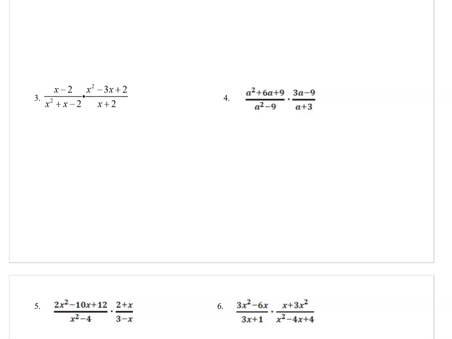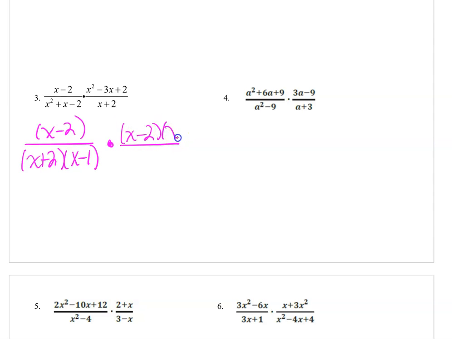For 3, I factor where I can. So this is x minus 2 all over factors of negative 2 that sum to 1 are 2 and negative 1, times factoring the other numerator. This goes to x minus 2, x minus 1 all over x plus 2. Now, anywhere in the problem, I'm looking for a numerator with a denominator that'll cancel. So, for example, I have one denominator of x minus 1, one numerator of x minus 1. Those together reduce to 1.